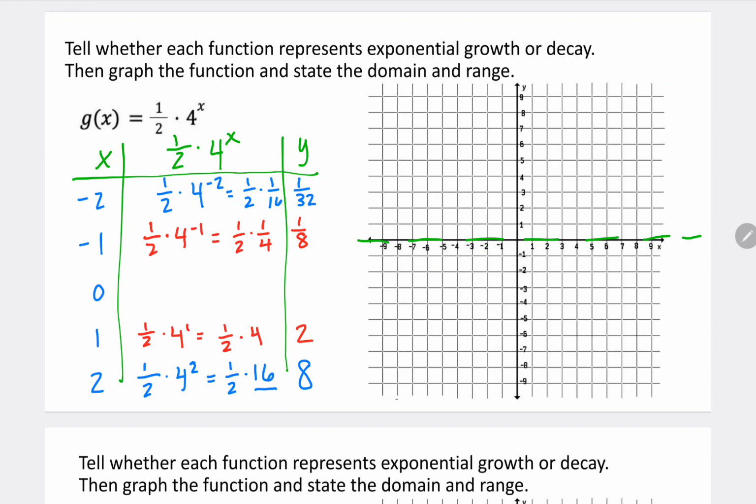And then 0 is the nice easy one. Anything to the 0 power is 1. So 4 to the 0 power is 1, but I still have to multiply that by 1/2.